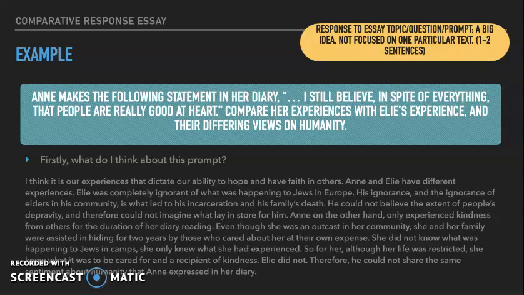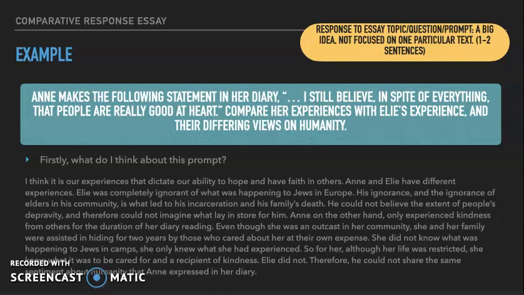Anne and Ellie have different experiences, obviously. Ellie was completely ignorant of what was happening to Jews in Europe. His ignorance and the ignorance of elders in his community is what led to his incarceration and his family's death. He couldn't believe the extent of people's depravity and therefore could not imagine what lay in store for him.